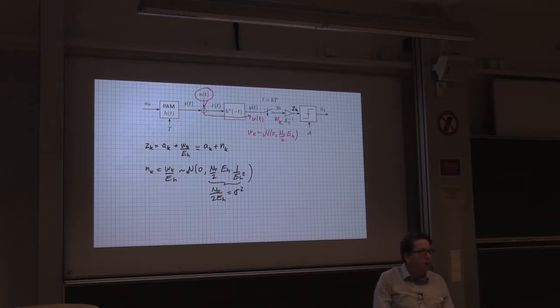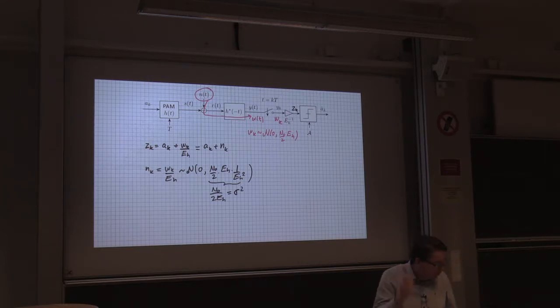So what we would like to do now is to be able to calculate the error probability. The error probability is the probability that the output of the slicer is not equal to the input of the pulse amplitude modulator. So that's the probability of a symbol error. When A hat k is not equal to AK, that is a symbol error, and we would like to calculate the probability for this to happen.